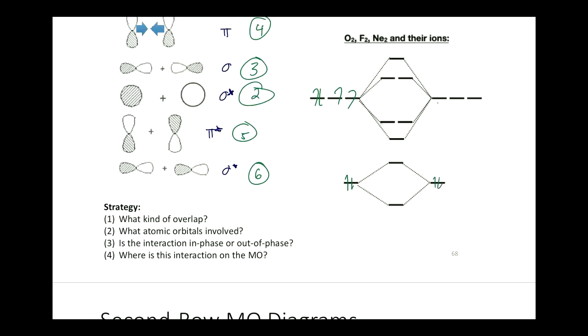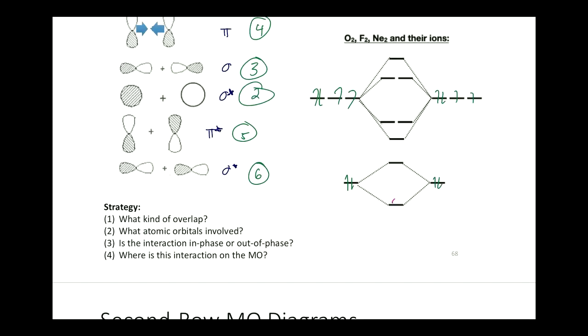So 1, 2, 3, 4, 5, 6. How many total valence electrons do 2 oxygen atoms have? 12, yeah, 12. Just like Lewis structures, count the total number of valence electrons. Basically what we're doing is taking the electrons from the atomic orbitals and rearranging them in the center within our molecular orbitals. So we're going to rearrange those 12 electrons in the center here, following Aufbau's principle and Hund's rule.